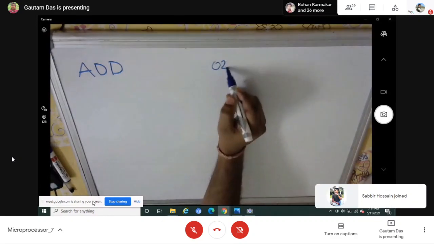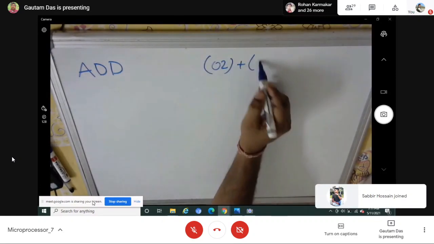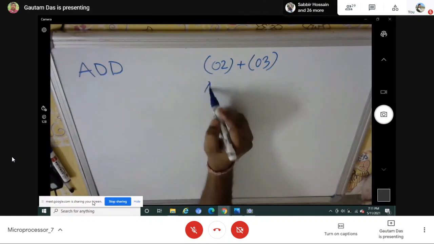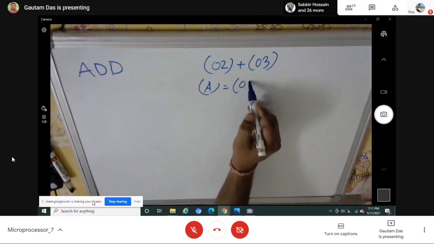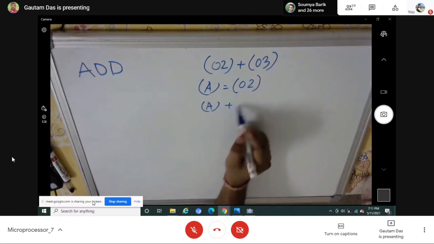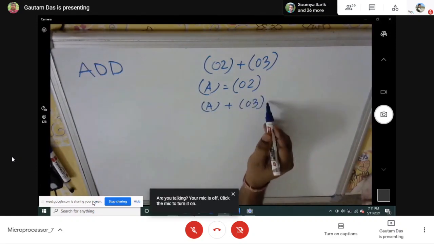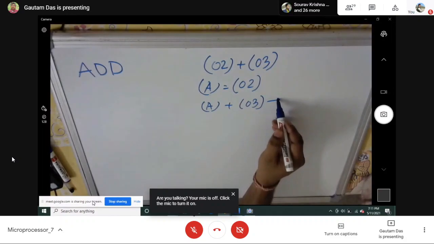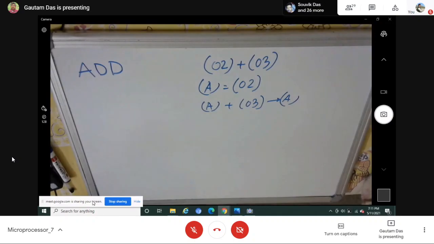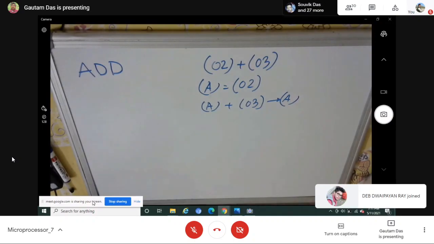That means, suppose you want to add 02 with 03 in hexadecimal. Out of these two data, one must be stored in the accumulator. Suppose you have stored 02 in the accumulator. It is mandatory. Now with this accumulator you can add 03. And after addition, whatever result is produced will be stored in the accumulator only. After addition or any arithmetic or logical operation, the result is stored in the accumulator.